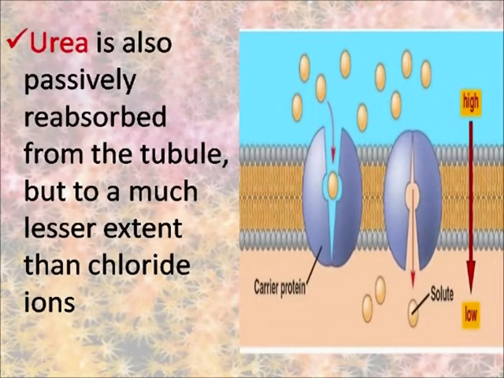Urea is also passively reabsorbed from the tubule, but to a much lesser extent than chloride ions. As water is reabsorbed from the tubules by osmosis coupled to sodium reabsorption, urea concentration in the tubular lumen increases. This creates a concentration gradient favoring the reabsorption of urea. However, urea does not permeate the tubule as readily as water. In some parts of the nephron, especially the inner medullary collecting duct, passive urea reabsorption is facilitated by specific urea transporters.